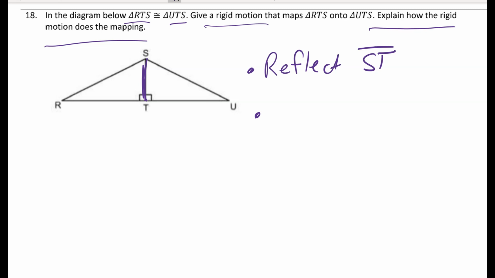Well, you could say that the reflection carries S and T onto itself because they're both on the segment, and then it carries point U onto point R because they're the same distance away from T.